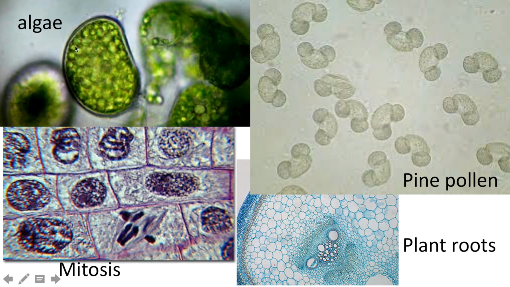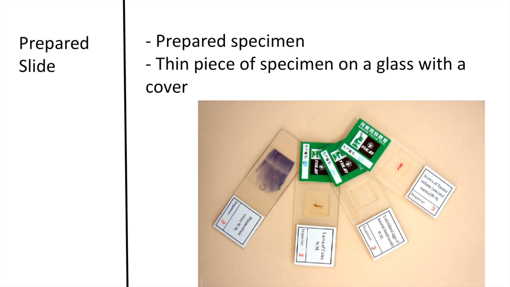Here we have algae, and you can actually see all the chloroplasts that are inside. They're so beautiful. And then over here we have some pollen from a pine, and they look like this. And over here we have some roots of a plant, and we have mitosis, which might look familiar to us. These are all very thin specimens that are placed on slides so that we can view them on the microscope.